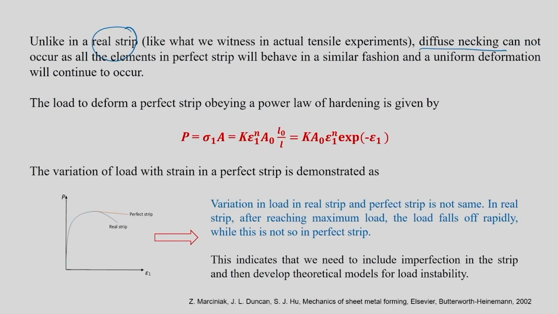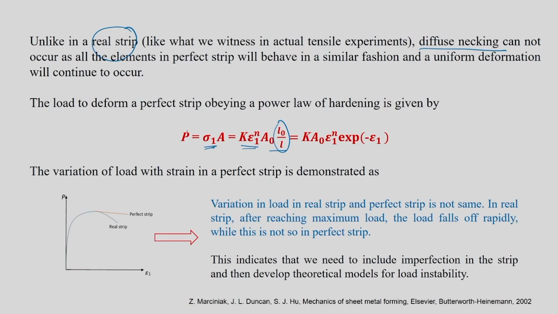In that case, you can describe your load by a simple equation, P is equal to sigma 1 into A, which we already know. Sigma 1 is nothing but K epsilon bar power n, and A, the instantaneous area of cross section, is nothing but A naught L naught by L. This is nothing but K A naught epsilon 1 power n, and L by L naught is nothing but exponential minus epsilon 1. So what does that mean?